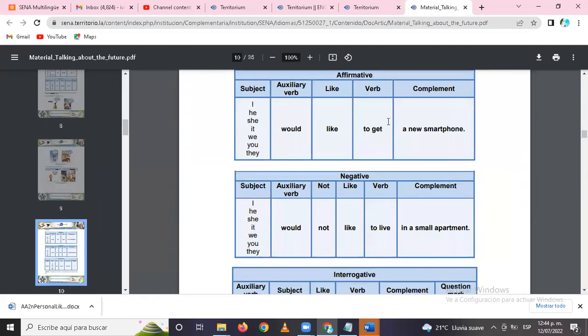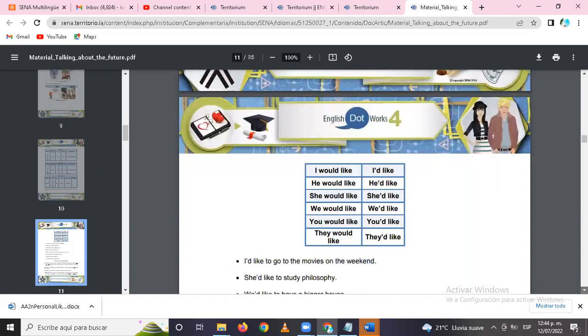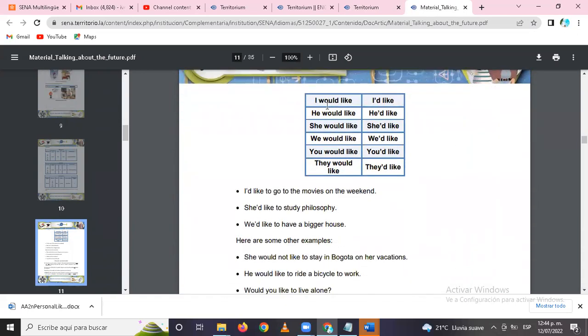And this is the structure. Subject would like to get a new smartphone. Subject would not or wouldn't like, verb in infinitive, to live in a small apartment. Here are the contractions: I'd like, she'd like, he'd like, we'd like, they'd like.